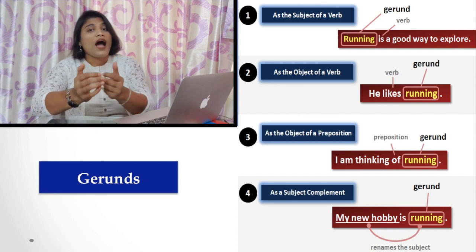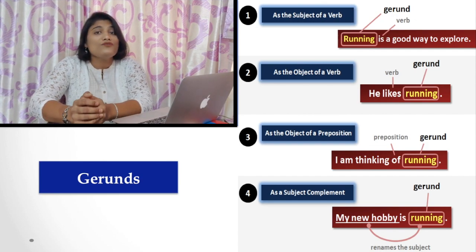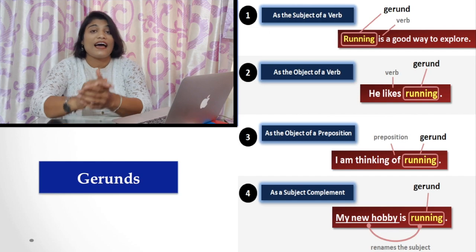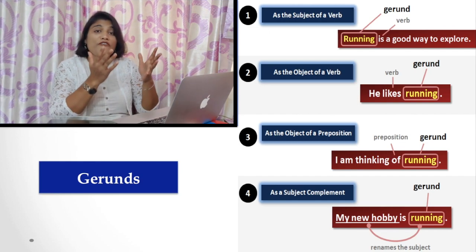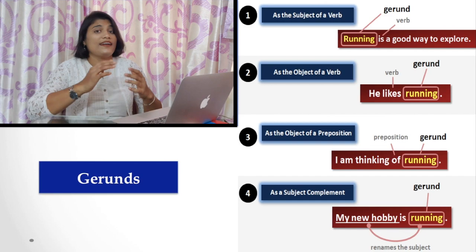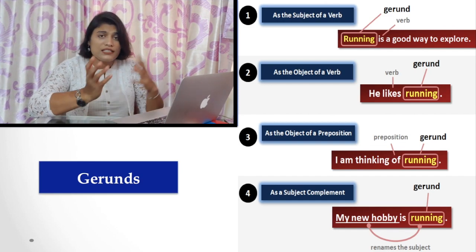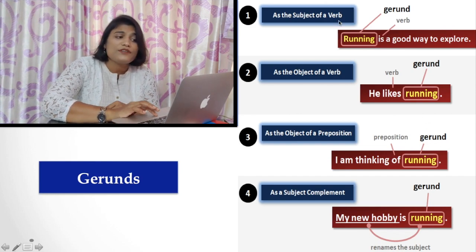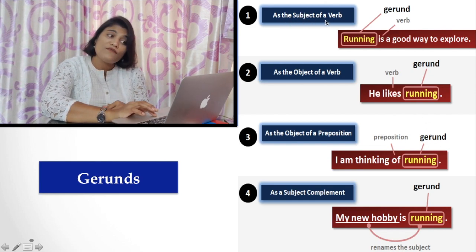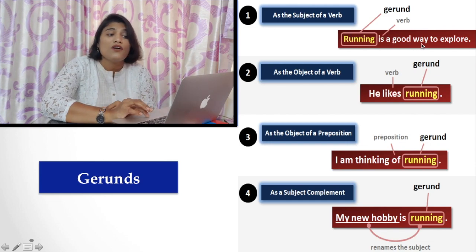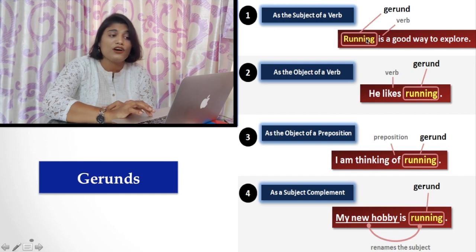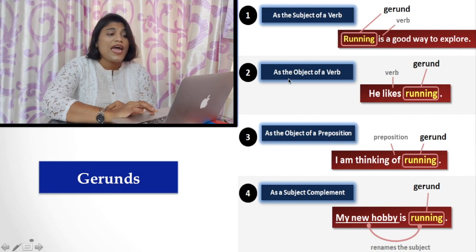So now, how do we understand or find a gerund? Here I try to give you a brief summary of that, and after that I am going to elaborate and discuss all these things together. Here, a gerund is sometimes used as the subject of a verb, that is, running is a good way to explore. Here you find running is a gerund because it is a noun and it is the subject, and the verb is. As the object of a verb, he likes running.